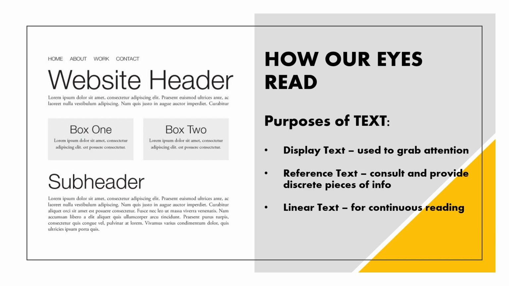Next is the reference text. Reference text is used for consulting and providing discrete pieces of information. For example, glossaries, listings, data tables, and search results. And the third one is the linear text. It is intended for continuous reading, such as books, news articles, and product descriptions.